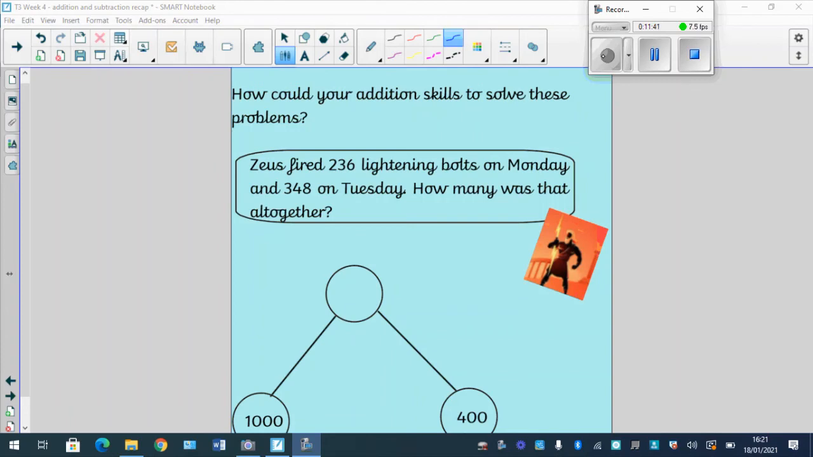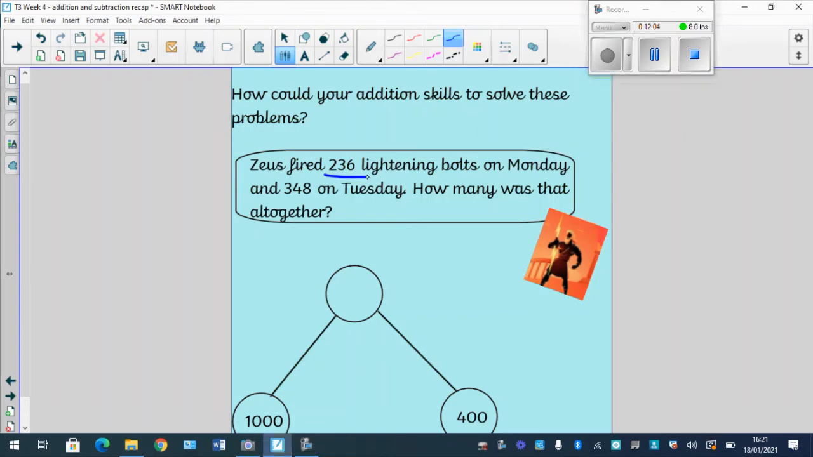Okay, again, children, we're going to look at a different type of problem. This is a word problem. We get you to solve these quite a lot. So last week we looked at underlining the important parts. Zeus fired 236 lightning bolts on Monday, because he's a bit of an angry god, and again 348 on Tuesday. How many was that altogether? So let's underline it.